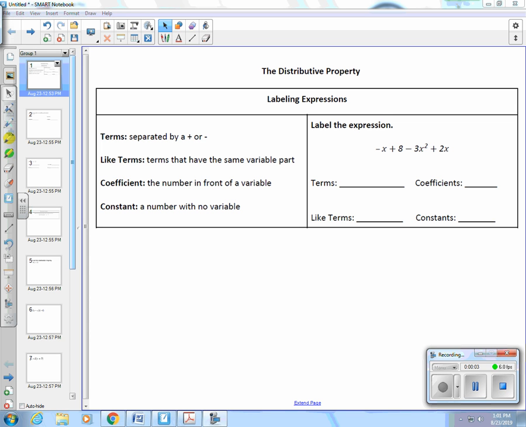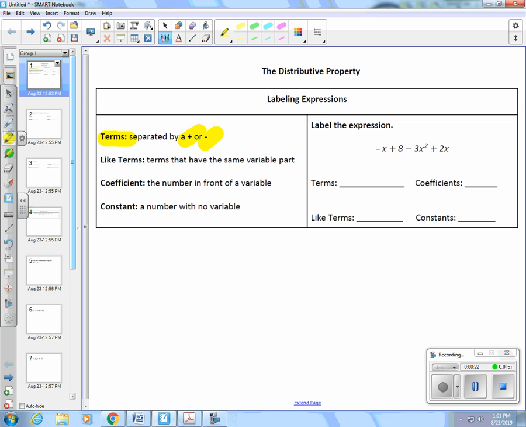Today we're going to work on the distributive property. When we talk about the distributive property, we have to understand some vocabulary. You need to know what the word terms means. Terms are separated by an addition sign or a subtraction sign. You can see over here that terms are being separated along the way by the addition and subtraction sign.